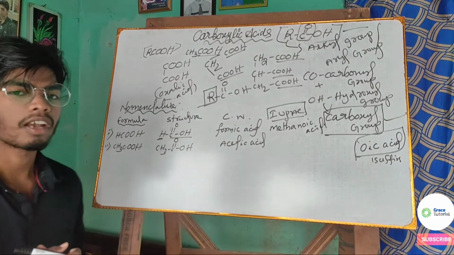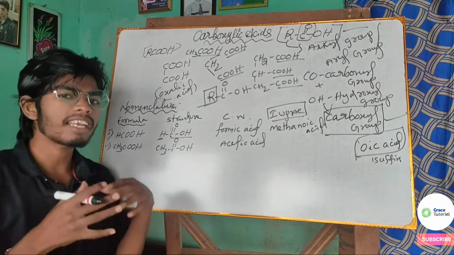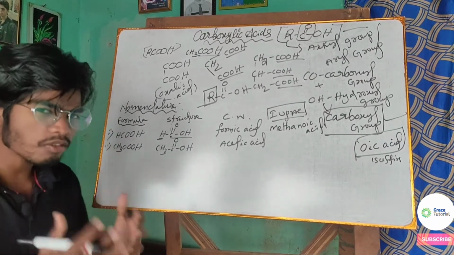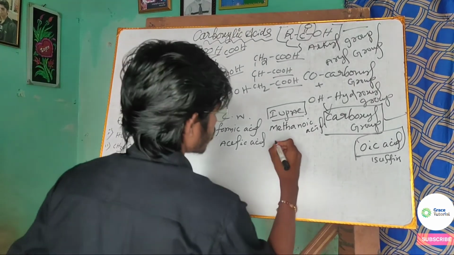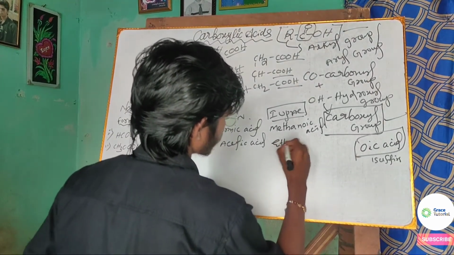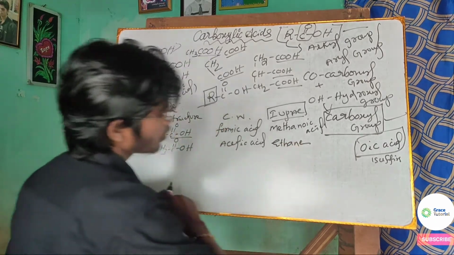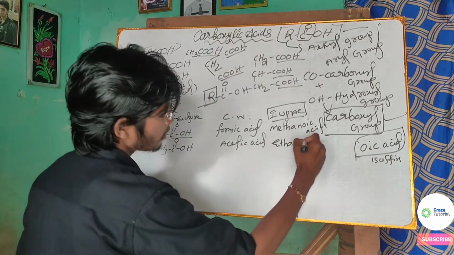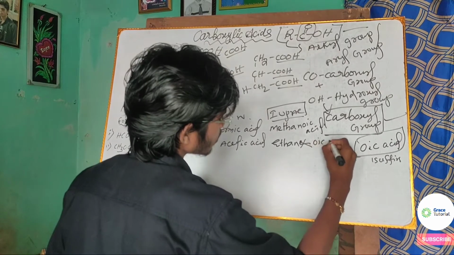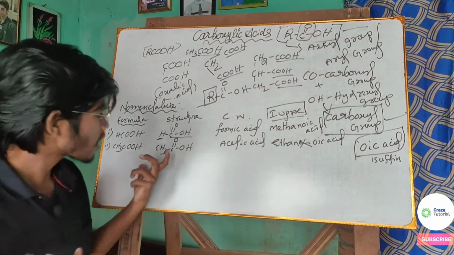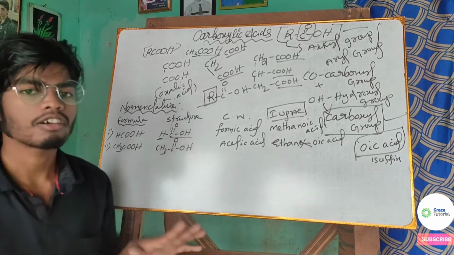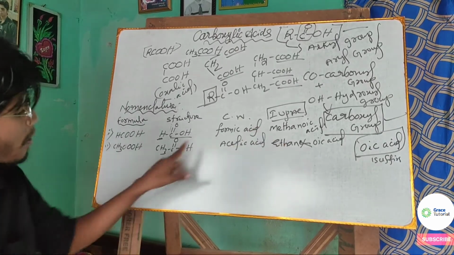Acetic acid. And the IUPAC name can be given on the basis of the number of carbon atoms which is present. So how many carbon atoms are there? 1, 2, 2 carbon atoms are there. So first of all you need to write ethane. Now removing E, you need to add oic acid, because that is the suffix of the carboxylic acid. So what is the name of the compound? Ethanoic acid. So ethanoic acid is basically the IUPAC name of the compound.